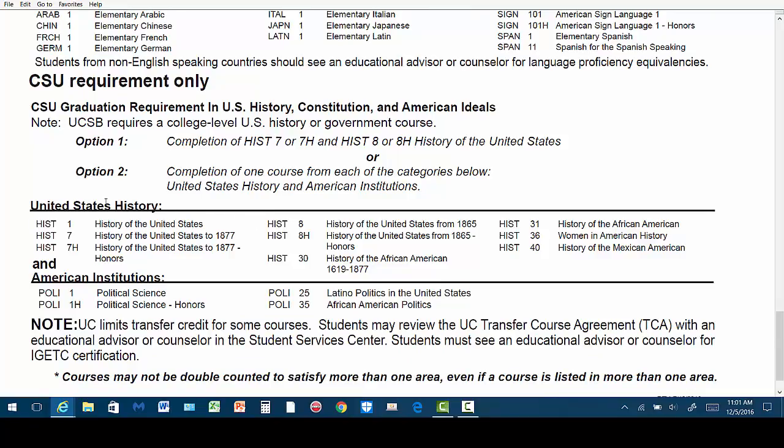This is how you choose from option 2. United States history, you choose 1 class, and American institutions, you choose 1 class. Remember, this section is applicable to people using IGETC to transfer to CSU or California State University. It's not required that you fulfill this section if one is transferring to a UC or even private schools. But remember, private schools may have different requirements, so it's always good to consult with an advisor about a private school of interest.